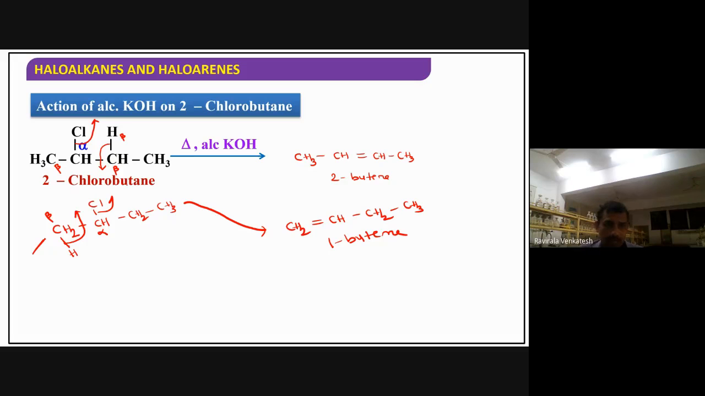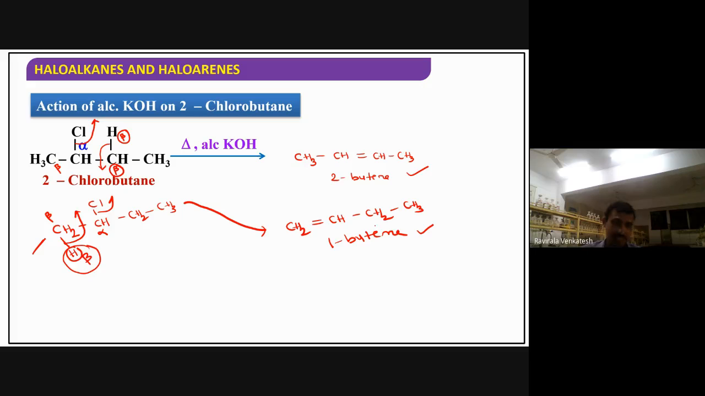Because you see here, I have taken this as the beta carbon. In the previous case, three beta hydrogens were given, but all gave the same product. Remember, in the last slide I took tertiary butyl chloride, and in that I got the same product only, whatever beta hydrogen I took. But here I got two products. If I take this beta hydrogen, I get 2-butene. If I take this beta hydrogen, I get 1-butene. Now, which one is correct?